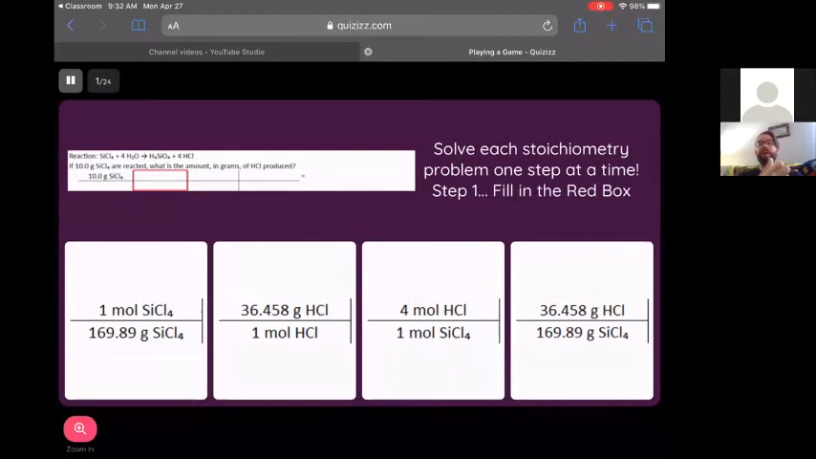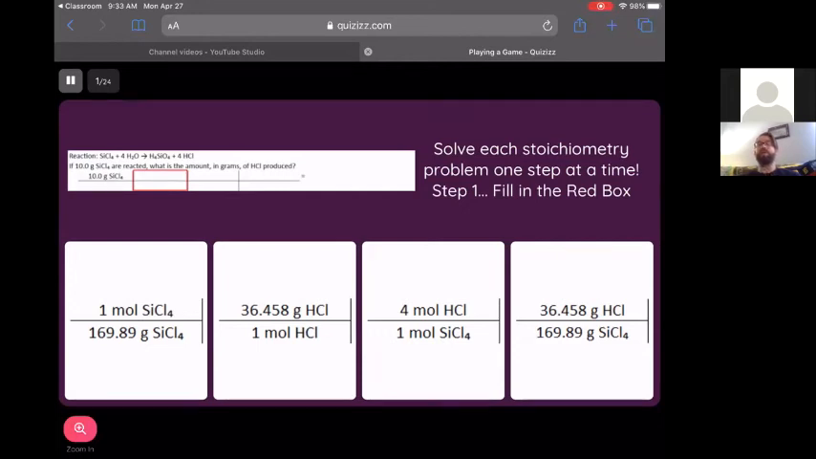I have the 3 fence posts there. And you see that little red box in the question? What it's asking is, hey, what is that step going to be? So here, for my first step, it's always going from grams of known to moles of known. So I'm going to be going from grams of SiCl4 to moles of SiCl4.